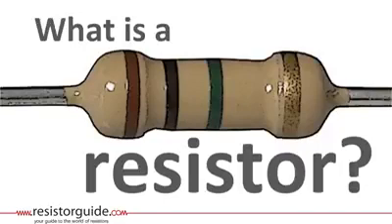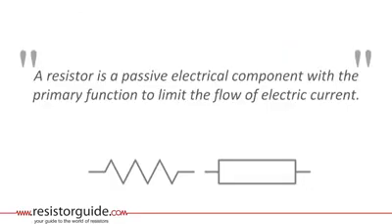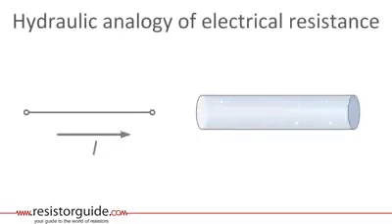What is a resistor? A good definition might be this one. A resistor is a passive electrical component with a primary function to limit the flow of electric current. The standard symbols for resistors are given below. The zigzag on the left is the American standard, and the one on the right is the international standard by the IEC. To explain the definition more clearly, we use the example of water that flows through a tube.